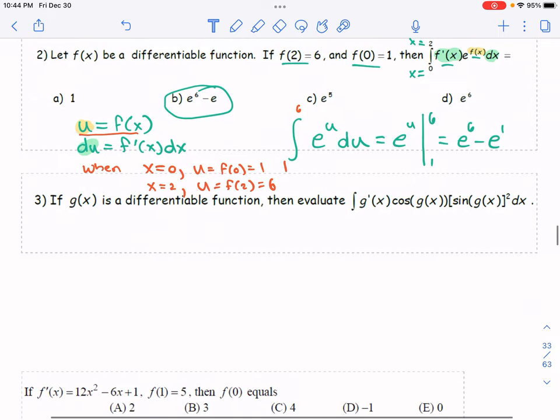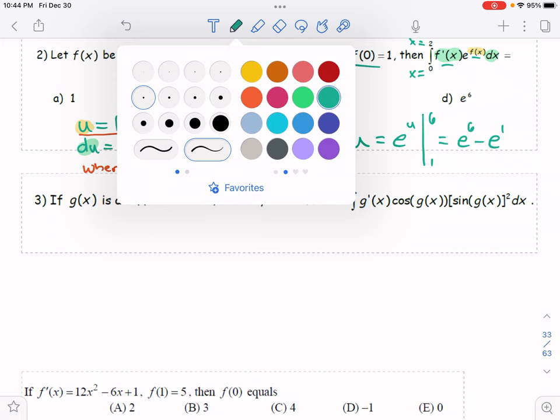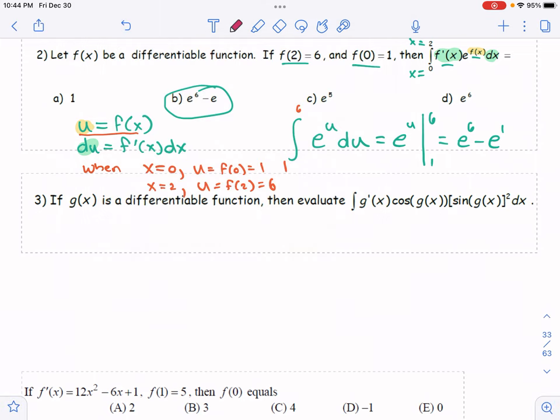All right, and we'll finish with this one. This one isn't a multiple choice, but it indicates an interesting substitution. So I see a g of x, and I see a g prime. So you might think, let's let u be g of x, because then du will be g prime. The problem is you still have this sine and cosine business. So I think we're going to let u be something even bigger, because the derivative of sine happens to be cosine. If I let u be this whole thing, I think its derivative, the du, will become this with the dx.